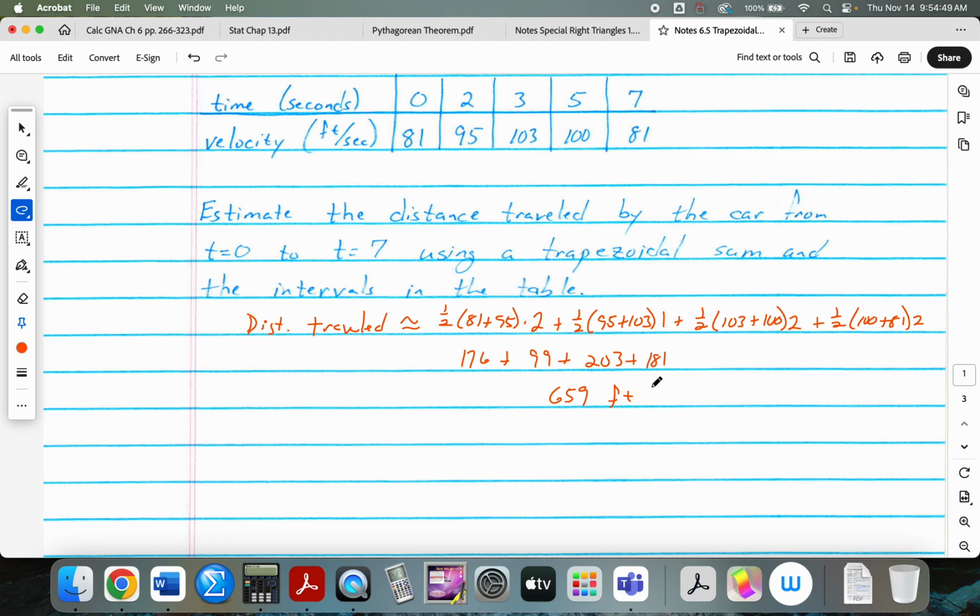You may notice that in this, we only use the 81 once, but we use the 95 twice, because we're using it for both the left and the right. And then we use the 103 twice and the 100 twice, but we only use the 81 once because that only gets used in the right Riemann sum. It doesn't get used in the left Riemann sum. So that's how that works out.